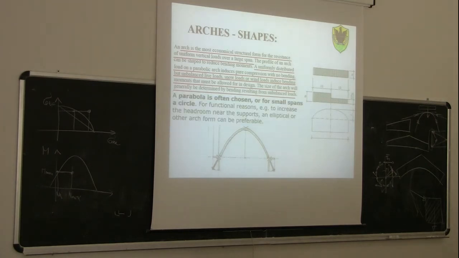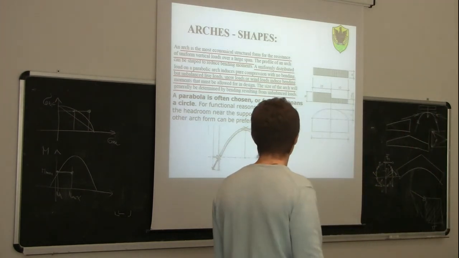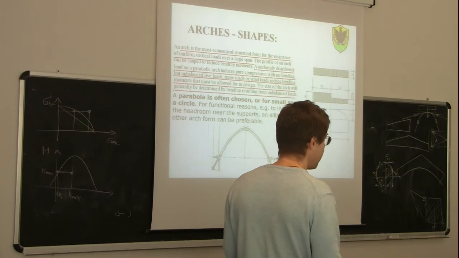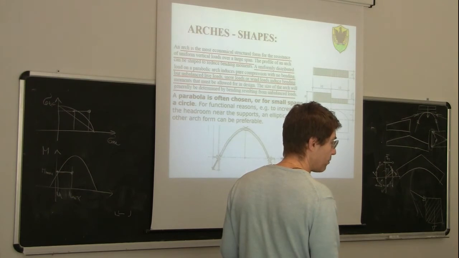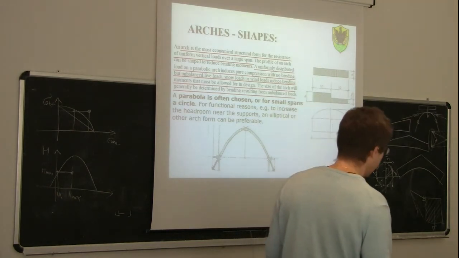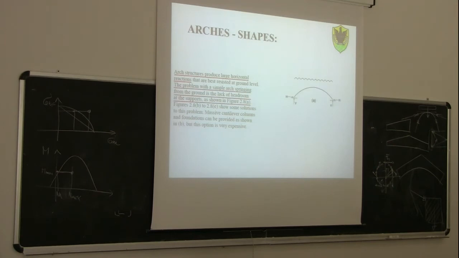Which shape is chosen? Usually a parabola, or for small spans a circle. Sometimes also elliptical, because often we have the need that in this region here we can do very little because the height is too low. So sometimes the elliptical shape is preferred because we can increase the height close to the edges. We already said that we have very high horizontal reactions. Sometimes we are struggling to get this reaction down to the ground.